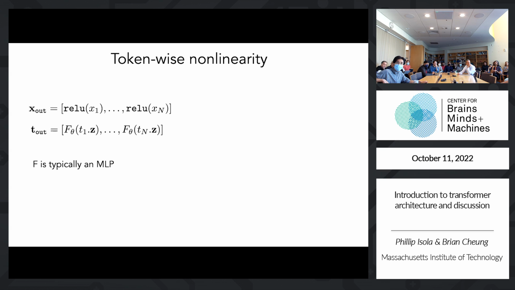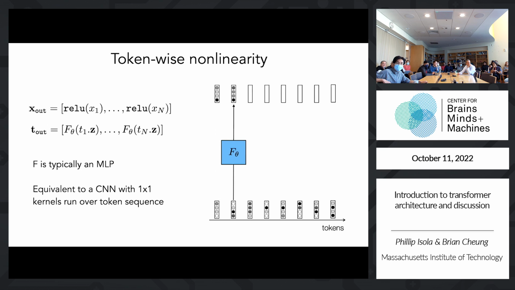Usually f is going to be itself a multi-layer perceptron. It will be some parameterized function. You can equivalently think of this as a convolution over the tokens. So transformers, CNNs, it's all the same ideas kind of rehashed. We can talk about that if people are interested. But here's what it looks like. It's just a token-wise operation that slides along the list of tokens. So you can see that looks like convolution sliding across the signal.